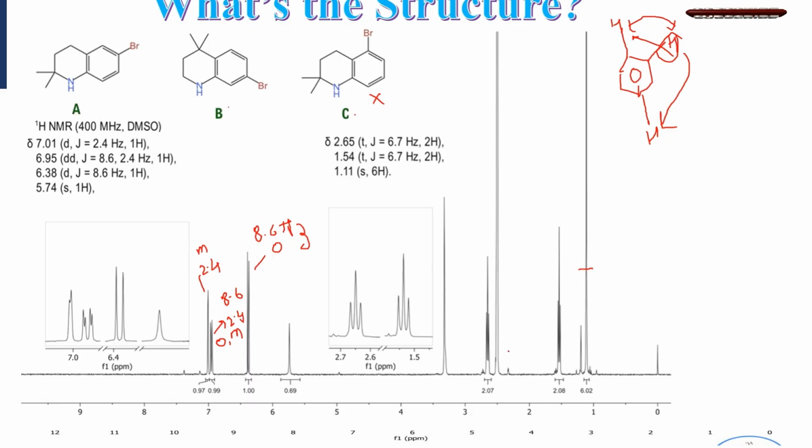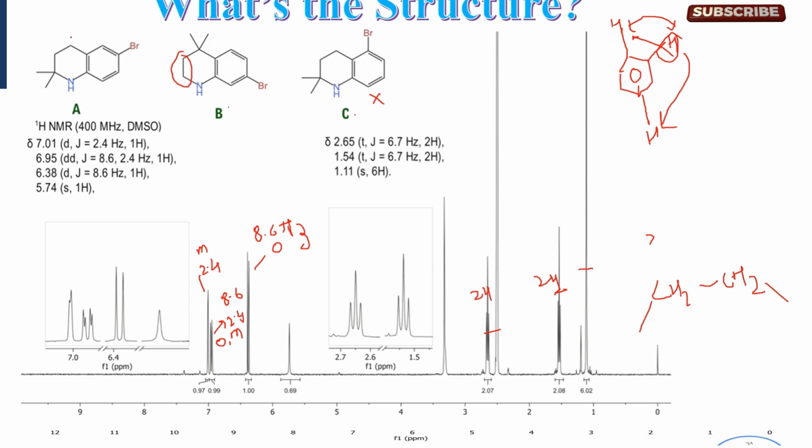Now look at the aliphatic region. It has 6 protons for dimethyl, so both have the dimethyl group over here. They have 2 CH2. This one is the first and this one is the other CH2. Both are split into triplets, indicating that we have CH2, CH2 substitution.